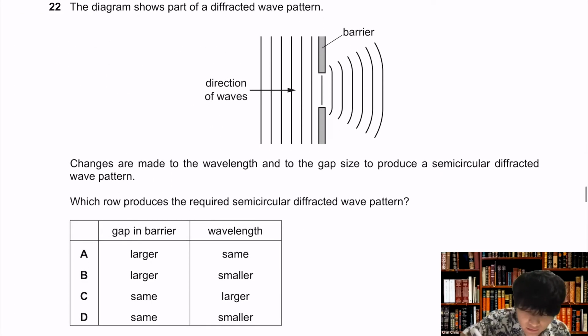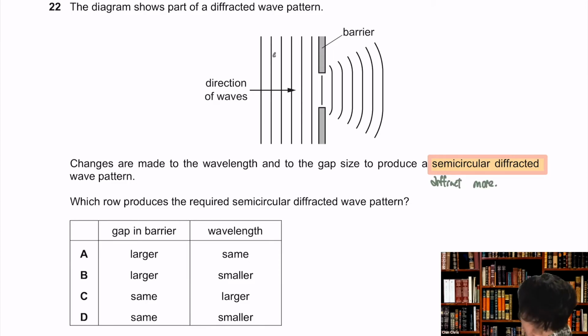A diffraction light wave pattern. Changes are made to the wavelength and to the gap to produce a semi-circular diffracted wave pattern. So you want it to diffract more. By the way, this is your wavelength, and this is your gap size. I put it as A. In order for you to have a huge diffraction, you're going to make your wavelength so much bigger than your gap.